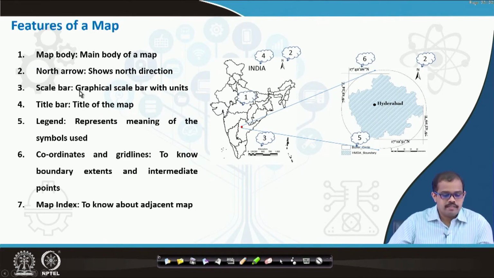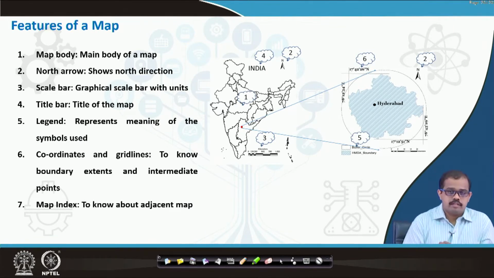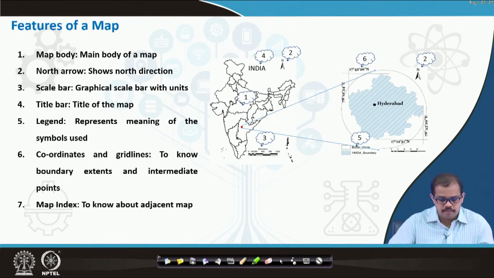Then you need to have a scale bar. This is a graphical scale bar with units. For example, I have added a scale bar here, where every unit on the map is approximately 62.5 kilometers. This entire scale is measuring from 0 to 1000 units.